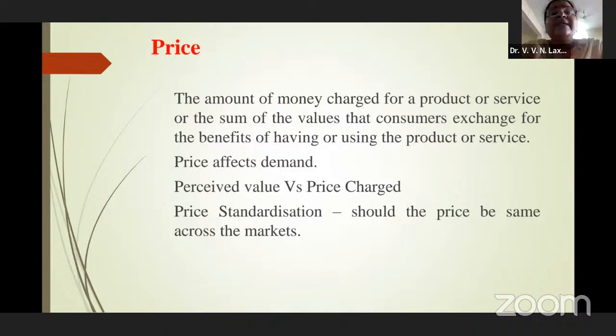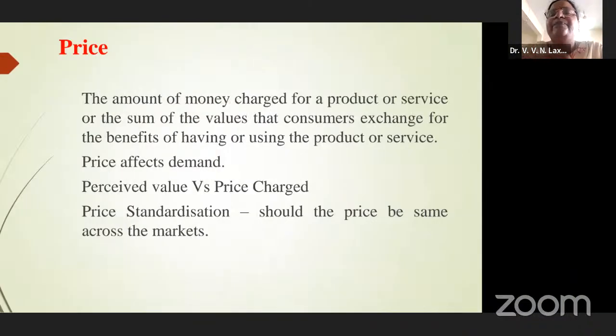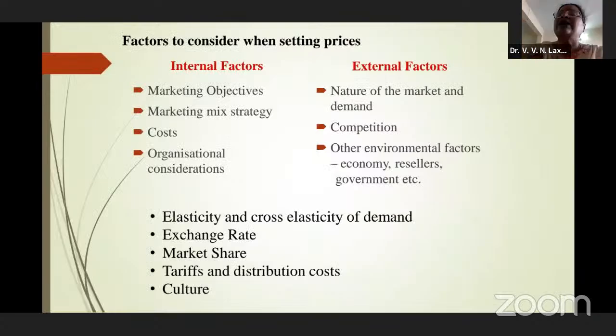Then another challenge for most of the companies is price standardization. Should the price be the same across the markets, or should it be different from market to market? And if it should be different, by what percentage should it be different? Now let us see what factors ought to be considered while setting prices by companies, either at the local markets or the overseas markets. That is, what factors influence the price?